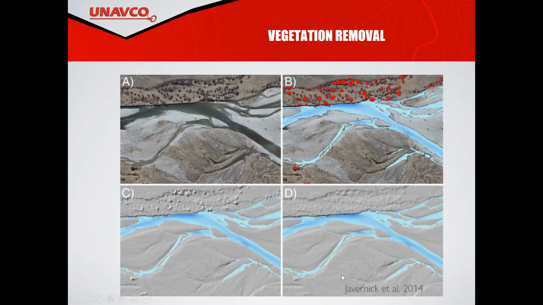Here is a manuscript by Luke Javernak. He actually works in Colorado now, and he did photogrammetry of a braided river. He was able to create a GIS workflow to identify vegetation and remove that from the digital elevation model.